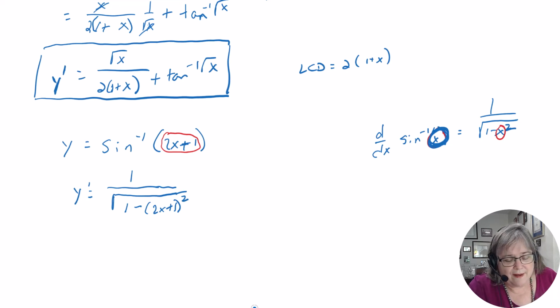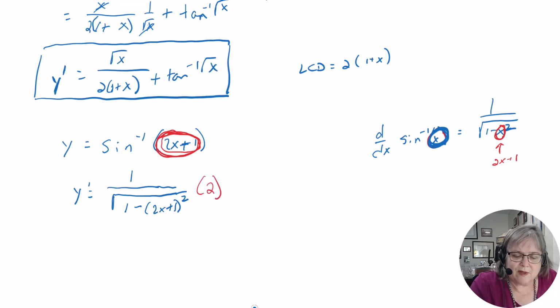And then you loop back in, because this is not just an x. What is in here is 2x plus 1. So it's not just an x. You're going to loop back in and take the derivative of the inside and get 2. All right?